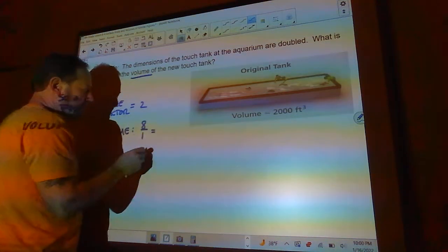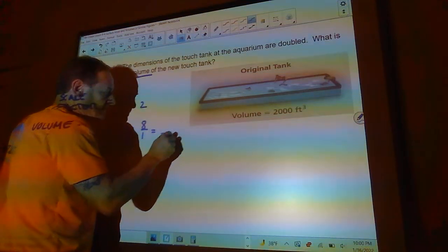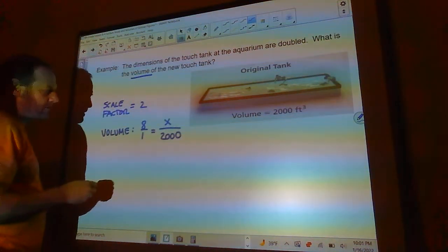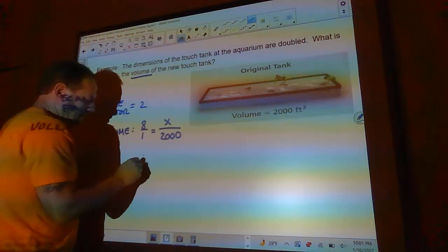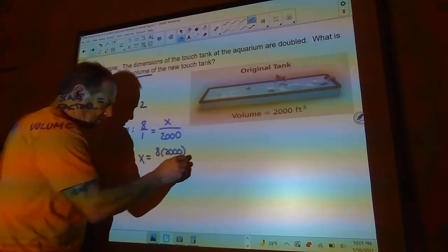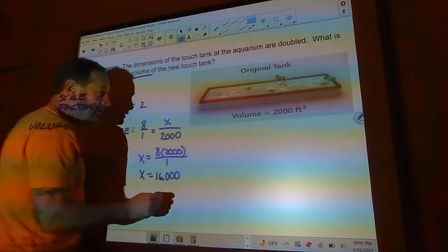So we set this up. This is the smaller one, this is the larger one. This is the smaller one, it's 2,000. What's the bigger one? So we solve this by x is 8 times 2,000 divided by 1, which is 16,000 cubic feet.